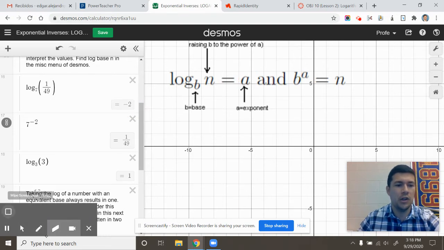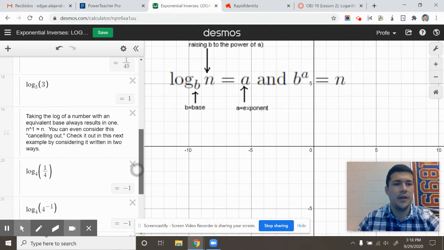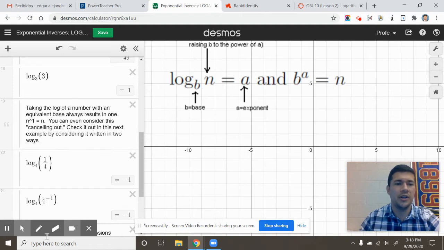So how about log base 3 of 3? Okay, log base 3 of 3, that reduces to 1. And you can think of that because 3 to the first power equals 3. All right, you can also think of it as log base 3 over 3. It's like they cancel out. You're just left with 1.